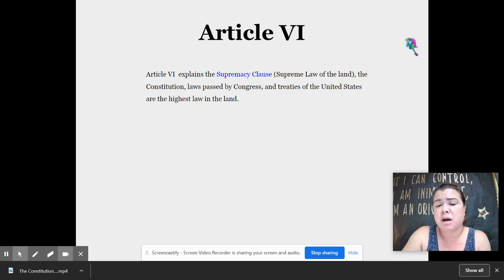land, which would be the Constitution, laws passed by Congress, and treaties of the United States shall be deemed higher than any other laws in the United States. So, for instance, any laws that are passed within a state are valid within those states as long as they're not unconstitutional. But if they were to supersede or to appear that they were above any federal laws that are in place, that would not be okay.